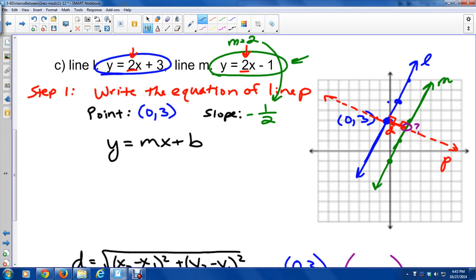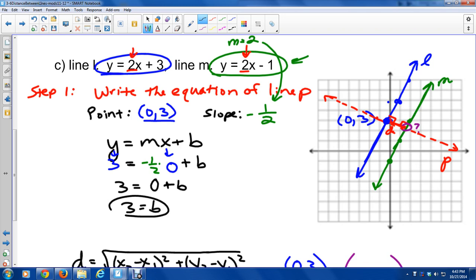I'm going to go ahead and solve for my equation of my line P. Y equals mx plus b is how most of you are doing it. If you were using point slope formula, that's fine. Use point slope formula. You can check your answer at the end. I'm going to put in my y and put in my x from my coordinate point. I'm going to put in my slope, negative 1/2. And I should be able to solve for b. 3 equals negative 1/2 times 0 is just 0 plus b, so I'm getting 3 as my b value.